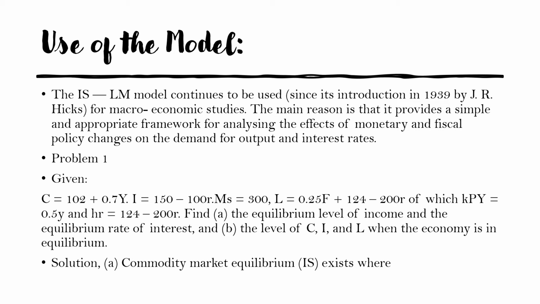The first one is the equilibrium level of income and the equilibrium rate of interest, where you could find the equilibrium in the money market as well as the real market.